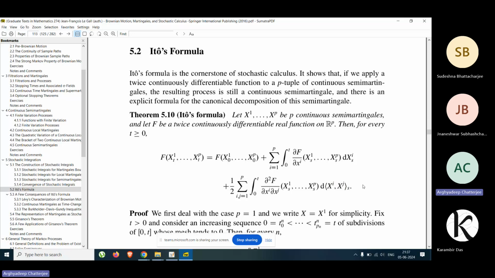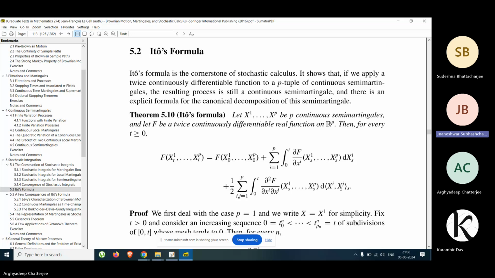So when it was Brownian motion, it was just t here. That's how you get this dt. Instead of dt you just replace it by the quadratic variation of the semi-martingale. So if instead of these p many, there was just one, it would just be the quadratic variation of x1, just that.